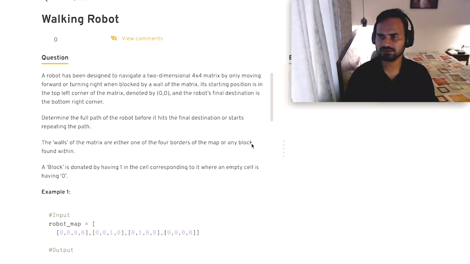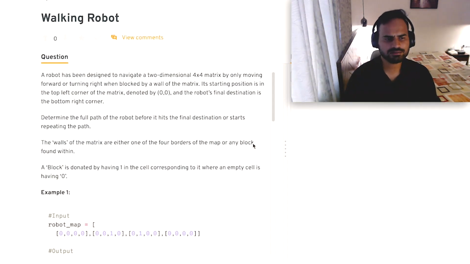This problem is titled Walking Robot. In this problem, we have a robot which is designed to navigate a two-dimensional 4x4 matrix by only moving forward or turning right when blocked by a wall of the matrix.